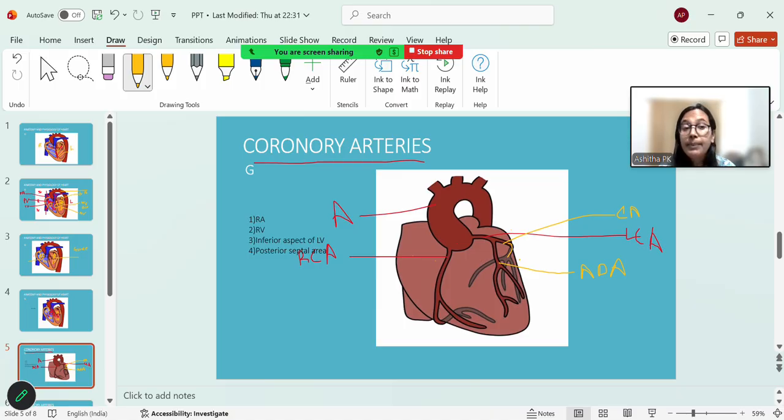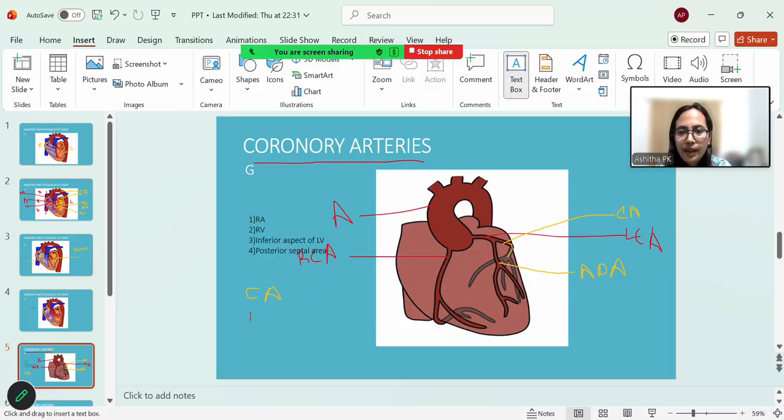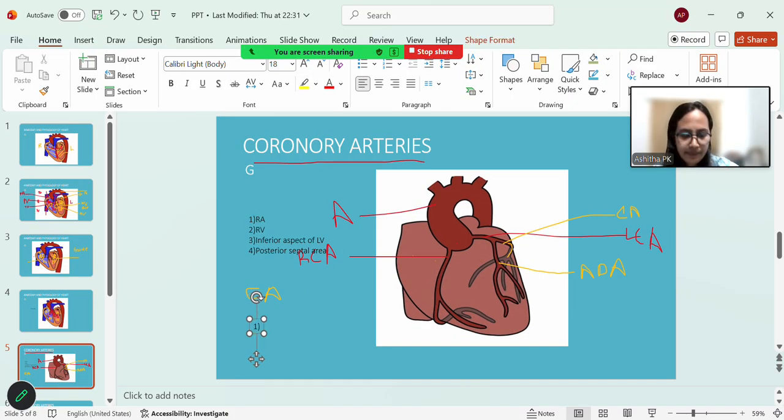The circumflex artery supplies oxygenated blood to, first, the left atrium and, second, the posterior aspect of the left ventricle.